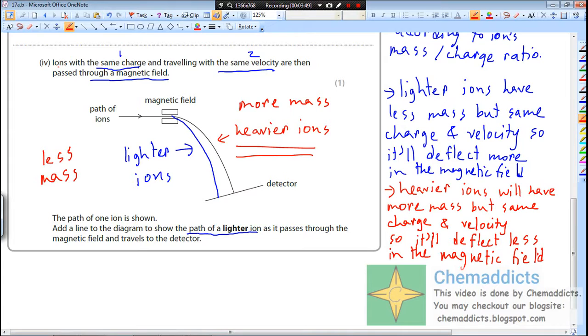Well fellas, that's the answer to this question. So that is why the path should be this, not this. The lighter ions will deflect more than the heavier ions, since lighter ions have less mass than the heavier ions. So that is how it should go. Fellas, I hope that you have understood this question as well as the solution. So now we have come to the end of this solution.